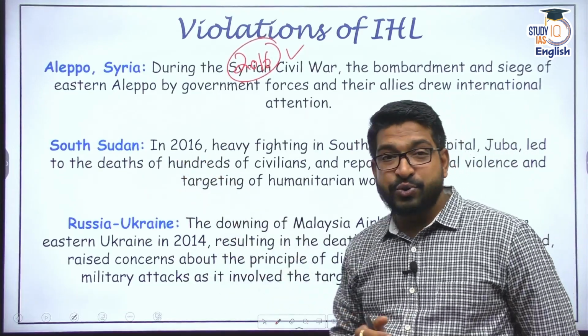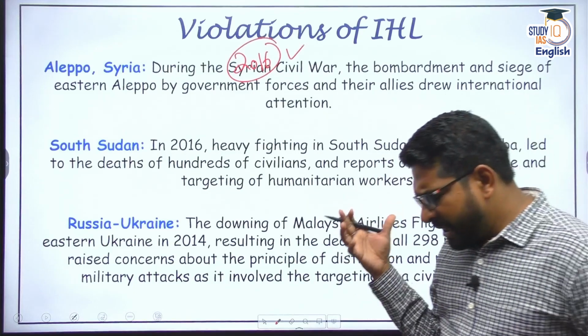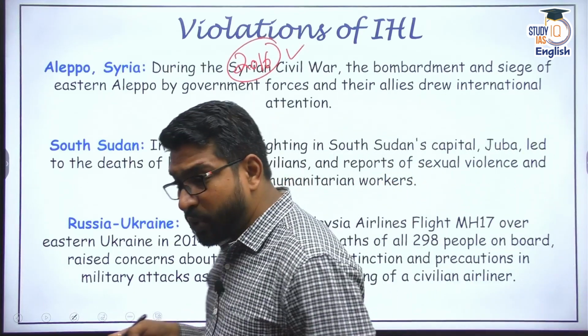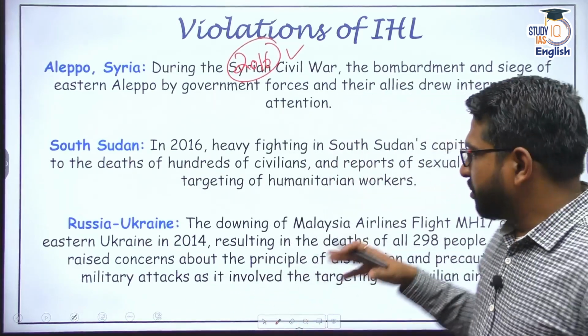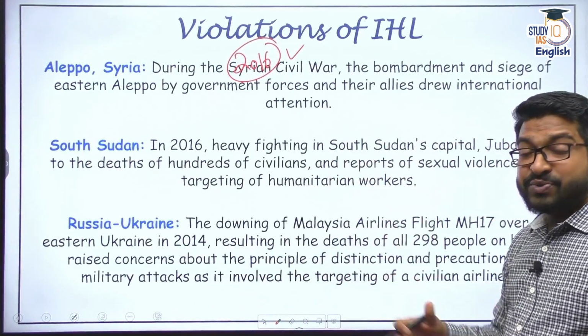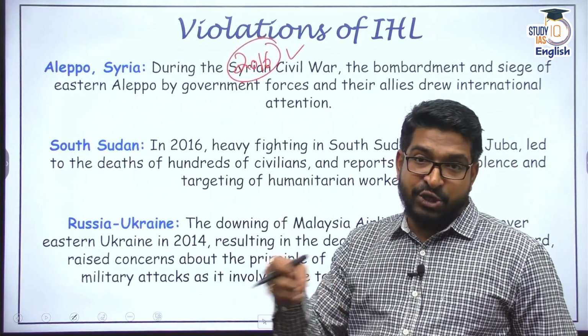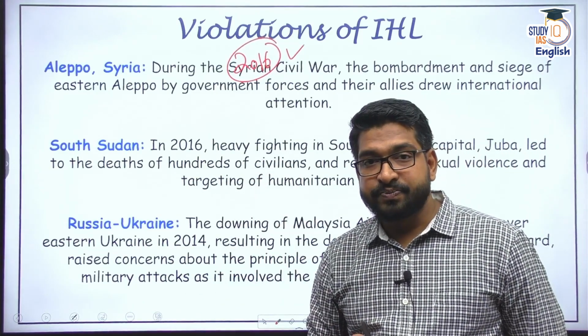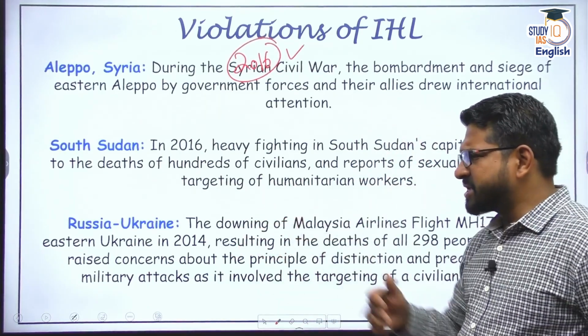I can give the example of South Sudan in 2016 in Juba city. In July 2016, if I'm not wrong, there were heinous attacks which targeted civilians, and even targeted humanitarian personnel, humanitarian organizations, the NGO personnel also, right? Apart from that, Russia, Ukraine, since 2014 itself.